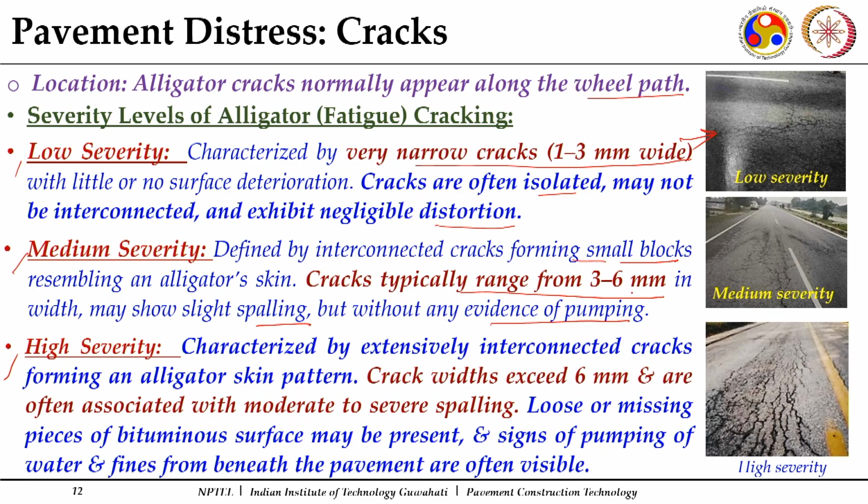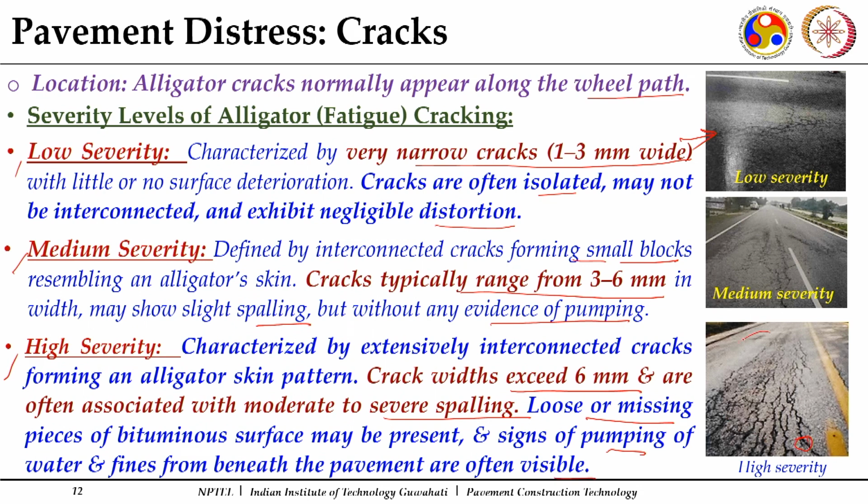So, up to this particular one we considered it as medium severity fatigue cracking or alligator cracking. Now, the one that comes next is high severity. If a surface is observed where the crack width is exceeding 6 mm and often associated with moderate to severe spalling, breaking of those edges, loose or missing pieces of bituminous surface, you can observe there are certain pieces which are lost here. Signs of pumping, some mud, say a small amount of fines may be coming out through these particular cracks.